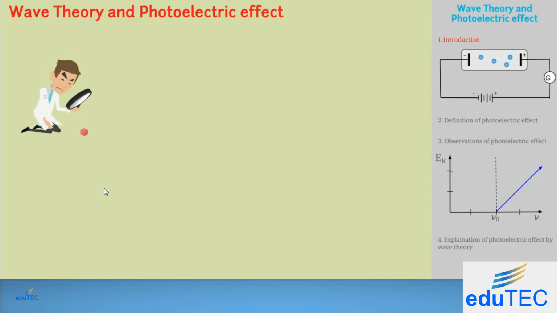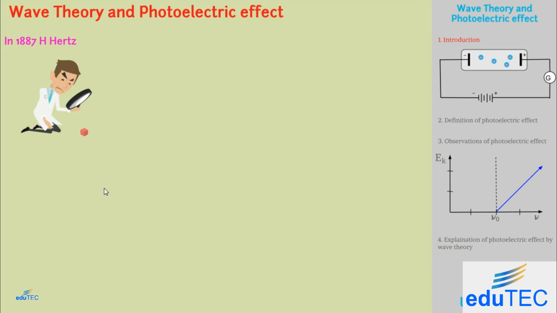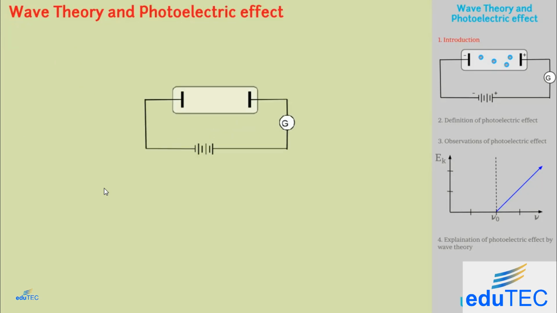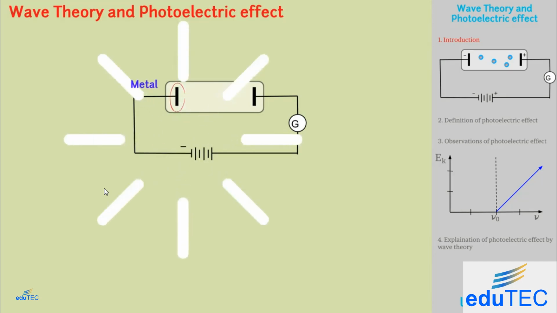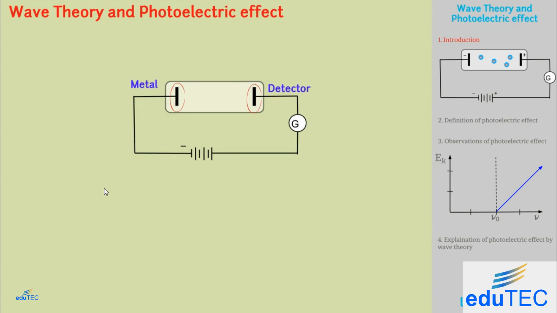Dear students, in 1887, H. Hertz performed an interesting experiment. He made the arrangement as shown in figure. The metal is connected to negative terminal of battery and detector is connected to positive terminal of battery.